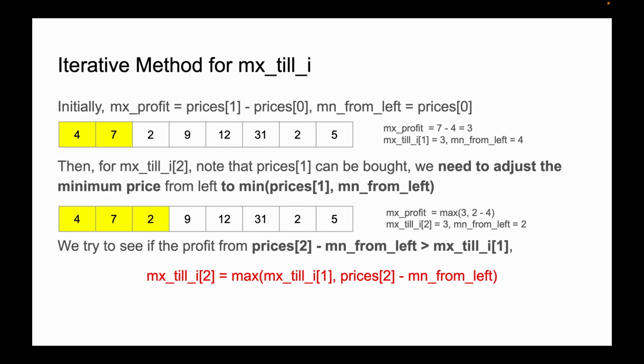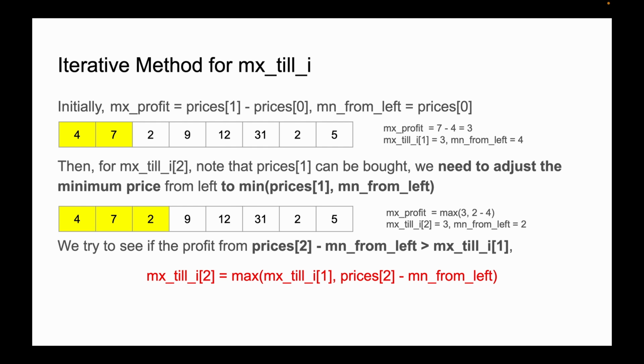Initially, the maximum profit, we set it to be prices[1] minus prices[0], as that is the first profit we can make from the array. We move from left to right in this scenario. We also create a variable called minimum from left and set it to be prices[0]. As we can note here, we set the first profit as 7 minus 4, which is 3, and in the maximum till i array, we set the first index to be 3, and minimum from left is 4.